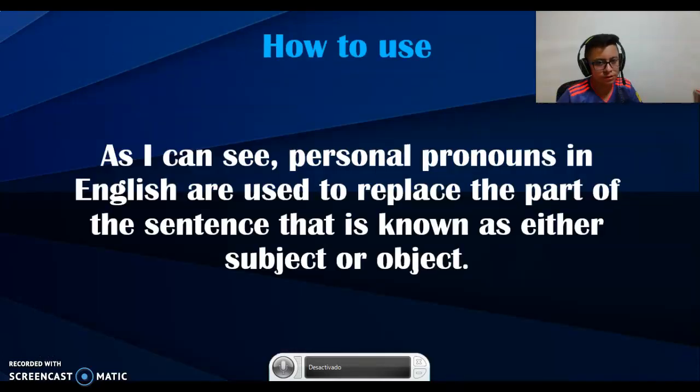How to use subject pronouns? As I can see, personal pronouns in English are used to replace the part of the sentence that is known as either subject or object.